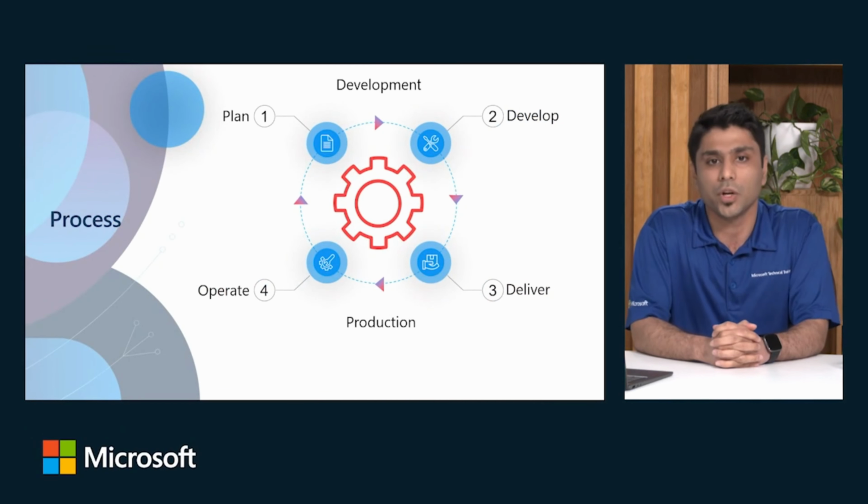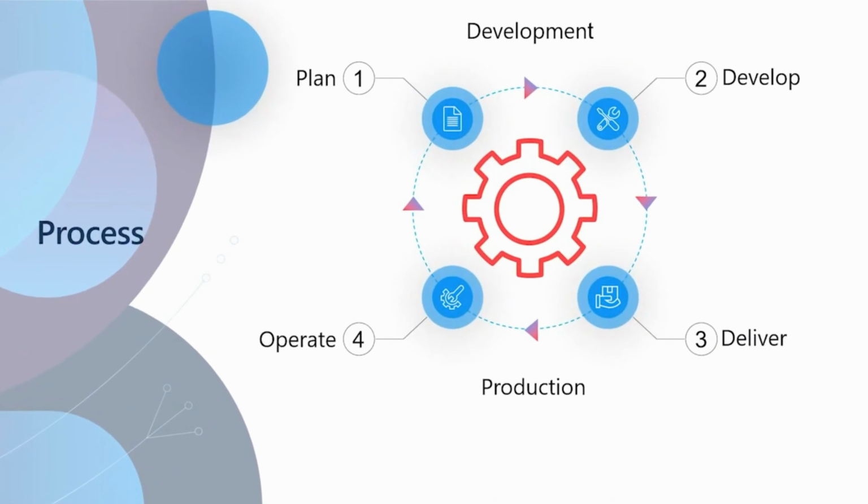Now, a typical process in DevOps starts with planning, then development, then we go to deliver and go into production, and then we operate the software. Unlike in traditional development, which stops there at a perfect product, in DevOps, we go into a new cycle and start with planning all over again.